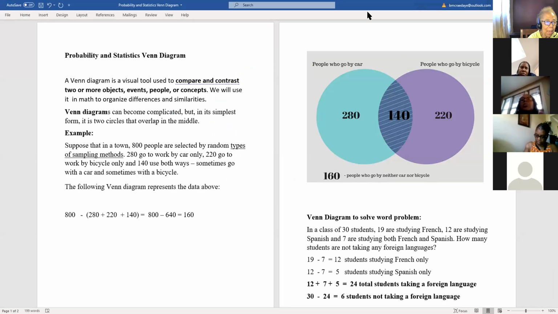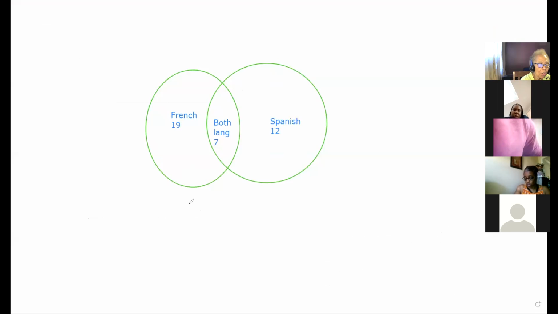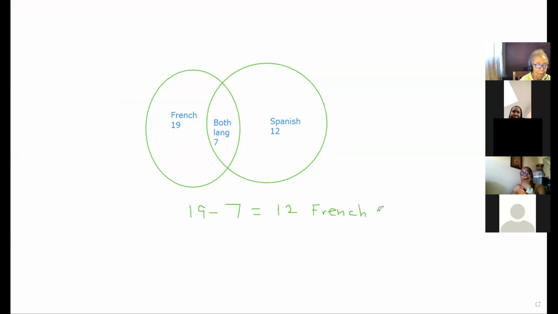All right, let's go back to the whiteboard. Okay, so you've got to take the 19 minus 7, because that's both languages, and that would be 12. And that would be the ones that are studying just French only. Okay, so what would we do with the Spanish? Well, you add 12 and 7.